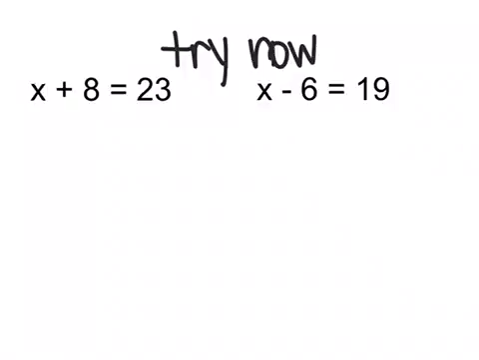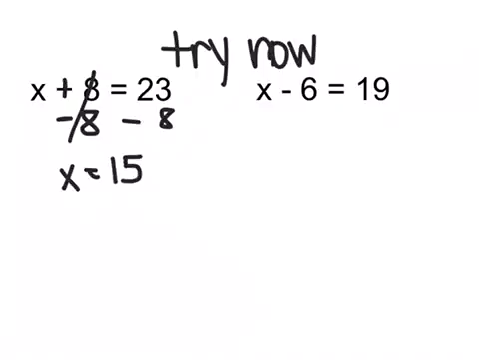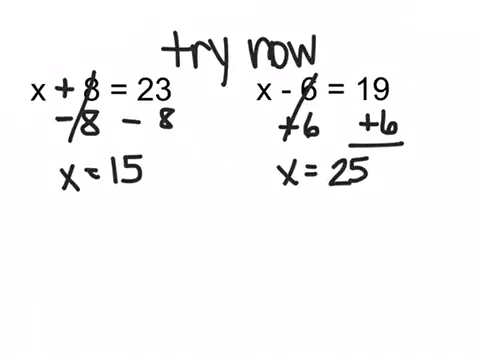Now, in this first example, you should have subtracted 8 from both sides to get x equals 15. Remember, my plus sign means I need to subtract. And on my second example, I see a subtraction sign. So I want to add 6 to both sides. Cancel. X equals 19 plus 6, or 25.